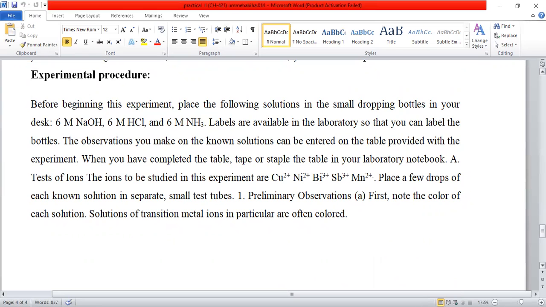Tests of the ions to be studied in this experiment are copper ions, nickel ions, and so on. Place a few drops of each known solution in separate small test tubes, and first note the color of each solution. Solutions of transition metal ions in particular are often colored.